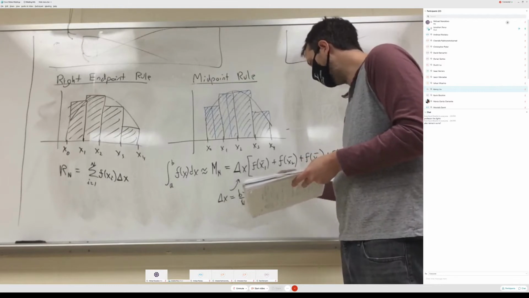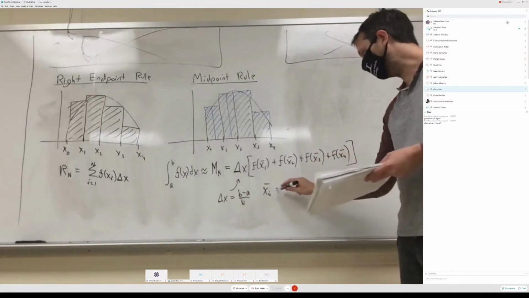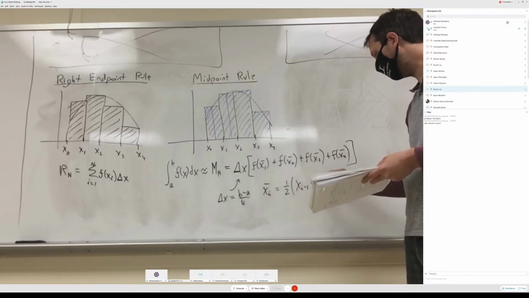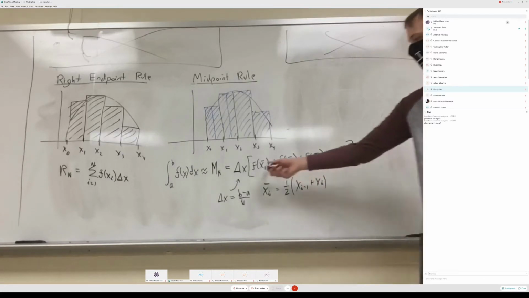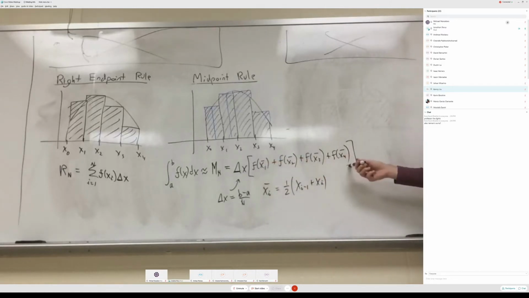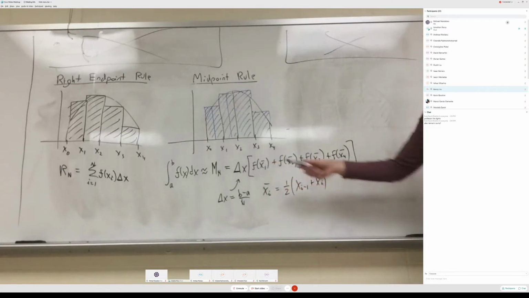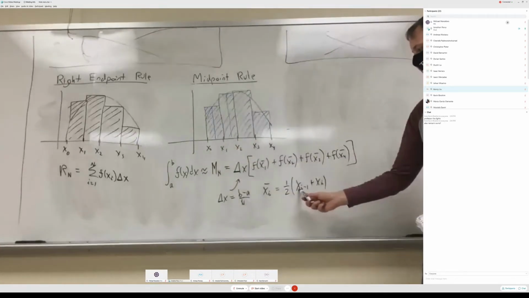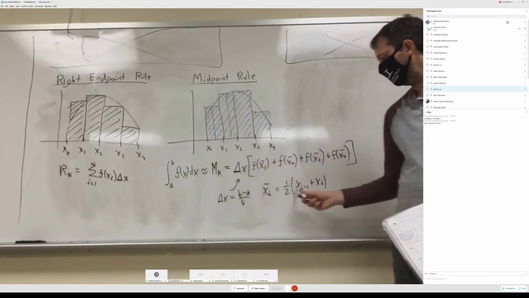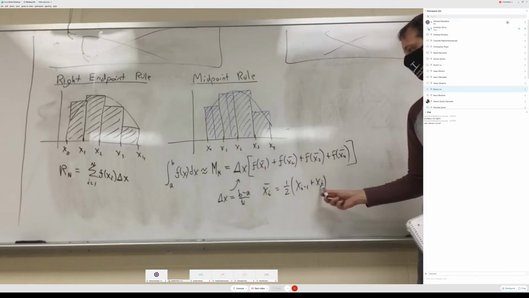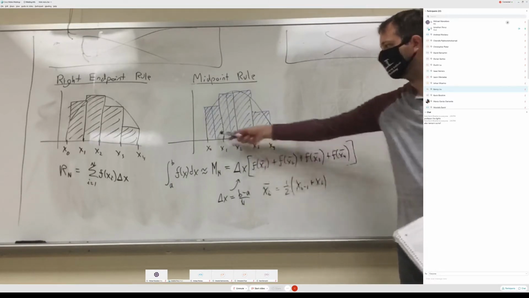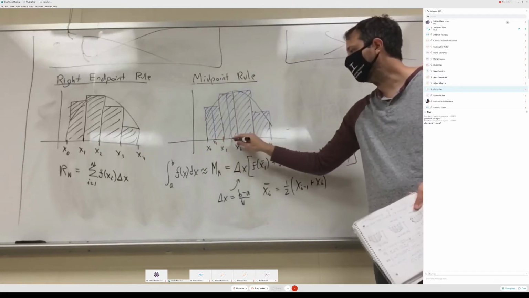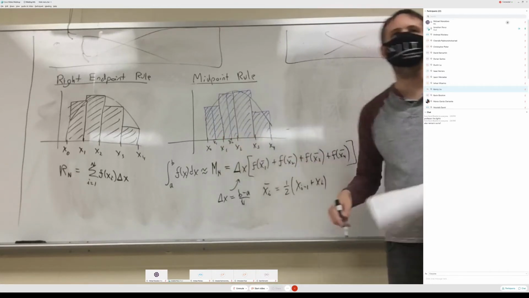And x sub i bar is going to be equal to 1/2 of x sub i minus 1 plus x sub i. So basically it's saying these averages are just the average of the two endpoints for each thing. So if I look at the first endpoint, I'm saying average out the height of x0 and x1, and that will be your x1 bar, your height. So this would be like x1 bar in here. This midpoint would be x2 bar, etc.